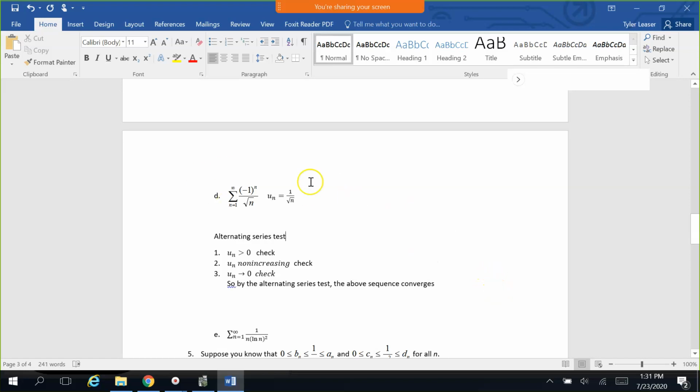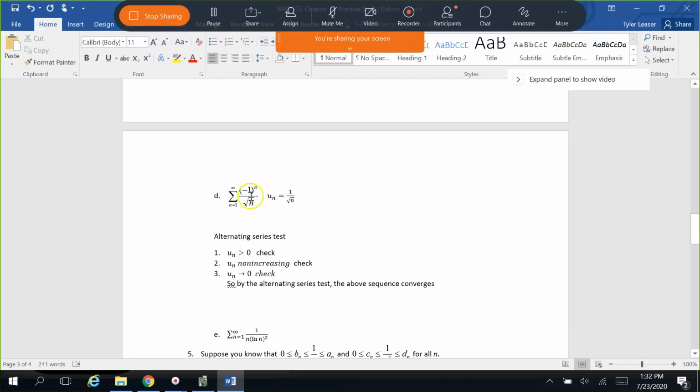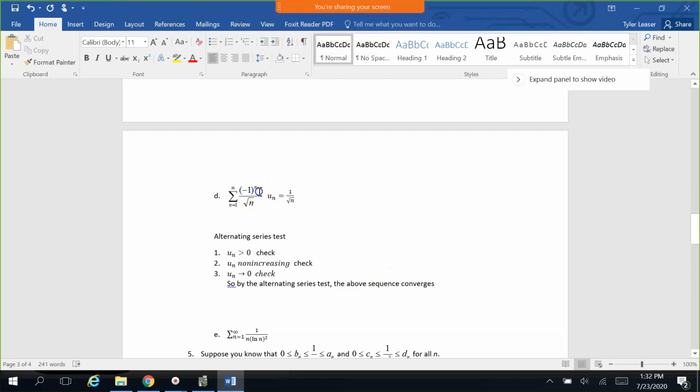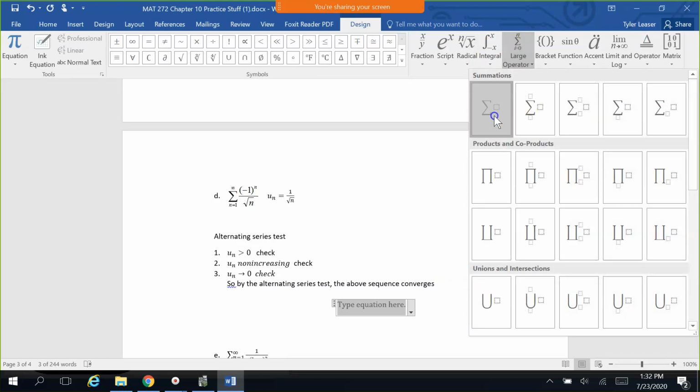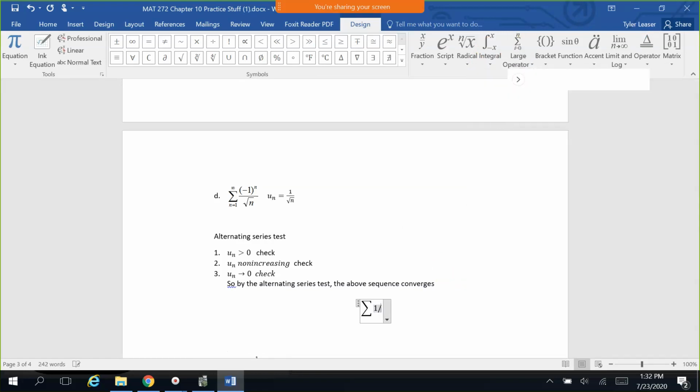All right, is that all right? Does that make sense? Everybody okay with that? Let me ask you guys a question. If this alternating part was not there, would it still converge? So if we were just looking at the series 1 over square root n, does that converge?